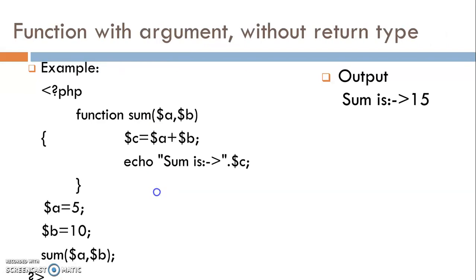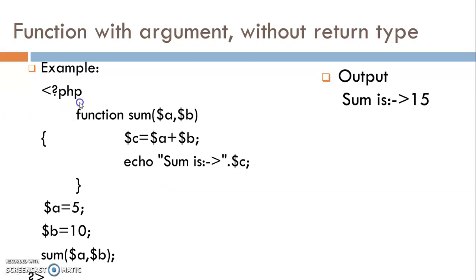Now the second category is a function with argument and without return type. That means here I pass an argument as a variable, I pass a value, and then the function receives this value, performs the operation and just prints the answer inside the function.